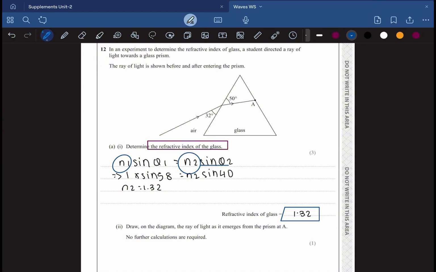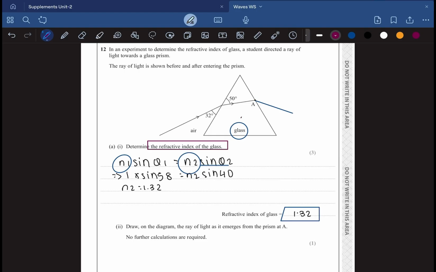We know this is the glass, right? This is the glass, and it will be moving to the air. We know when light moves from a higher dense medium to a lower dense medium, it moves away from the normal. So it will move like this. It has moved away from the normal.